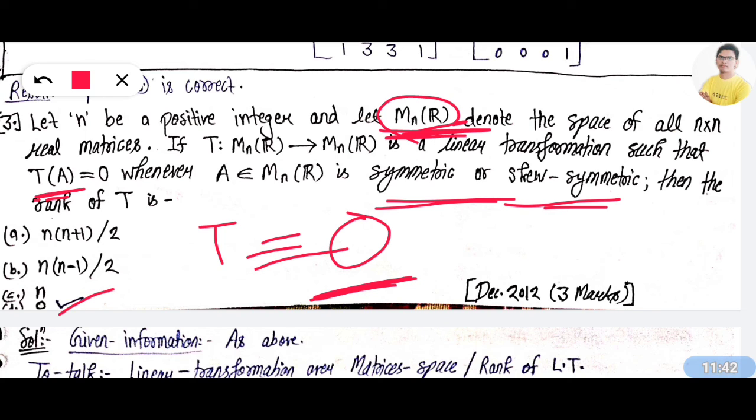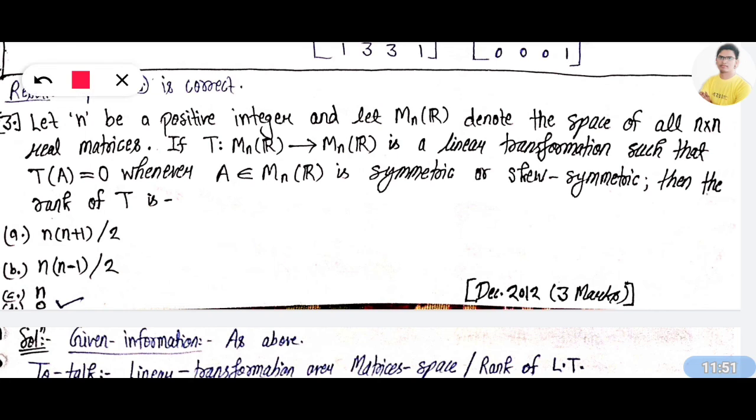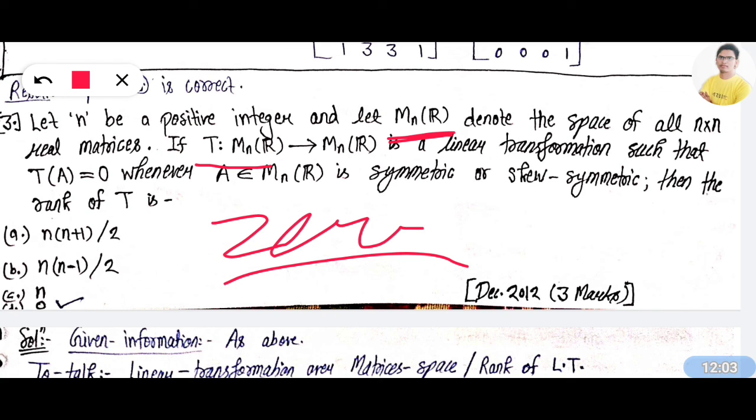So it was a question from the December 2012 cycle, worth 3 marks. In the whole question, I was trying to check your knowledge of the matrix space, a little bit of information about linear transformations, and a little bit of information about the rank of the 0 map. It's a standard result, I think.